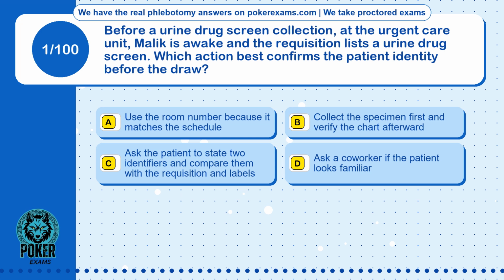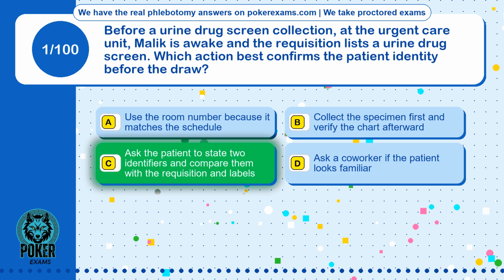Question 1. Before a urine drug screen collection, at the urgent care unit, Malik is awake and the requisition lists a urine drug screen. Which action best confirms the patient identity before the draw? Option A. Use the room number because it matches the schedule. Option B. Collect the specimen first and verify the chart afterward. Option C. Ask the patient to state 2 identifiers and compare them with the requisition and labels. Option D. Ask a coworker if the patient looks familiar.